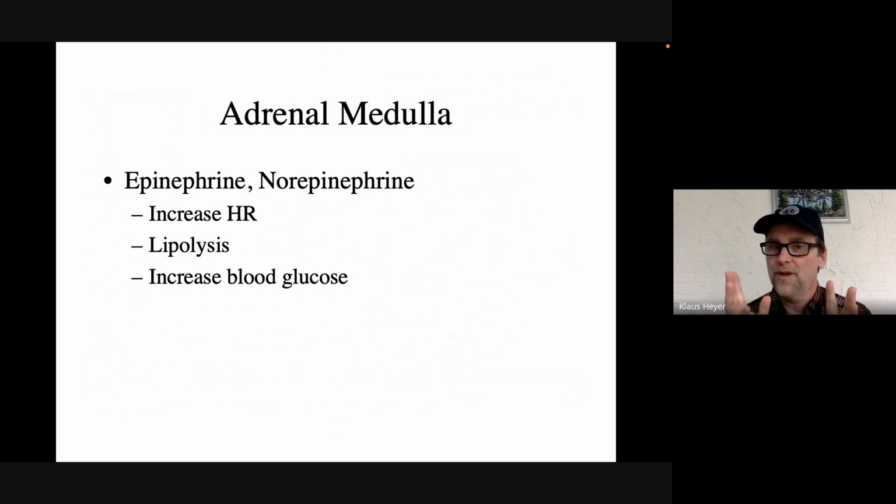You want to increase your heart rate. You want to, again, same thing, lipolysis. Why? Because we're going to convert it to ATP. Increase blood glucose, aka break down glycogen. Why? ATP. But the ATP here is different. It's not to fix something or to build something. It's to send all that ATP to your muscles so that you can fight or flight.